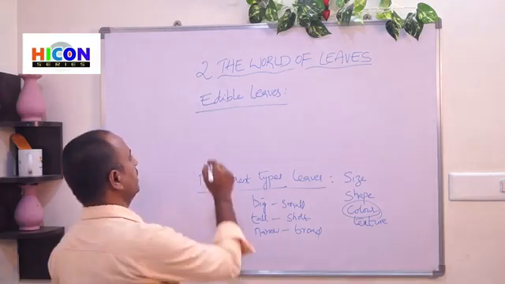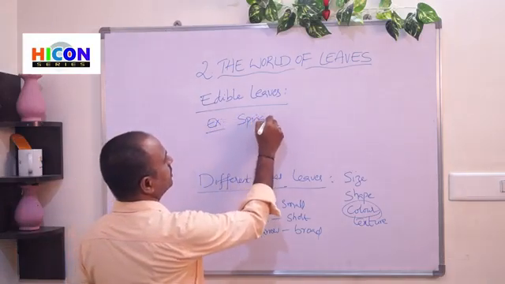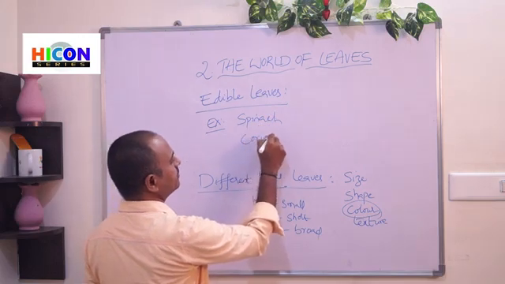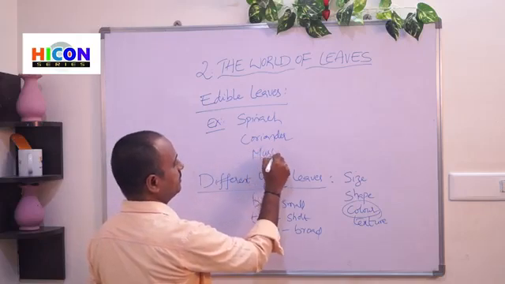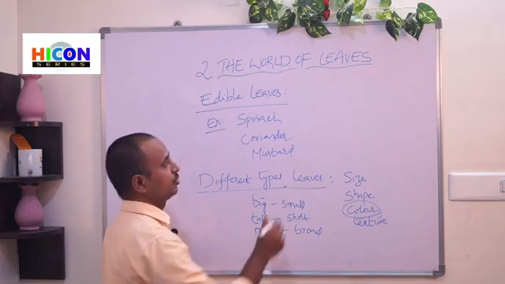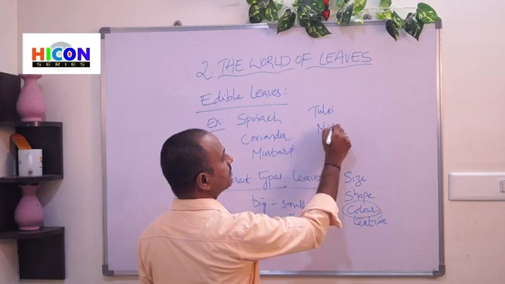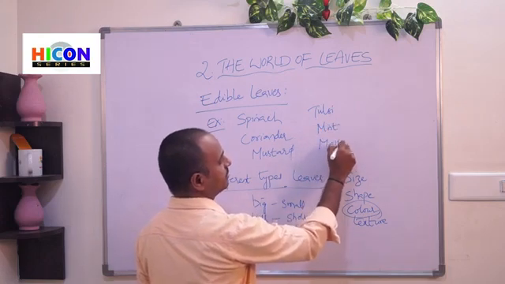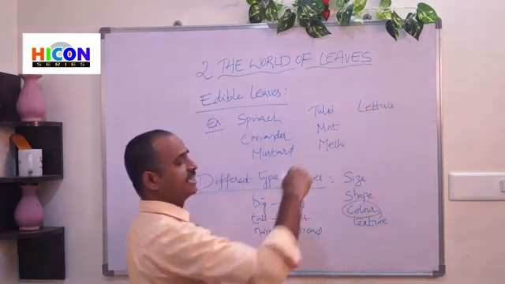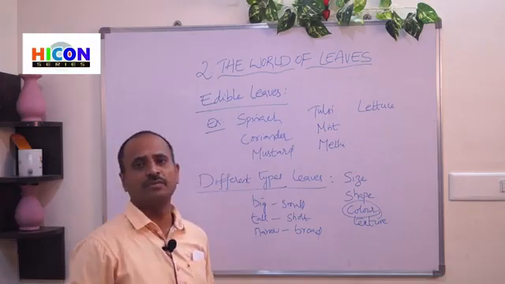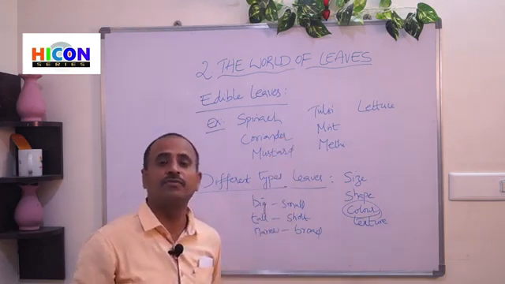So examples for the edible leaves are: the first one is spinach, coriander, next mustard, tulasi, mint, methi, lettuce. So children, these are some examples for edible leaves. We can use all these types of leaves in different types of food materials.